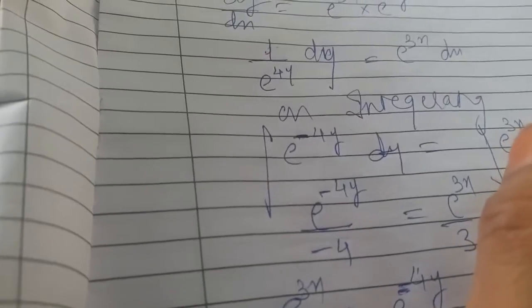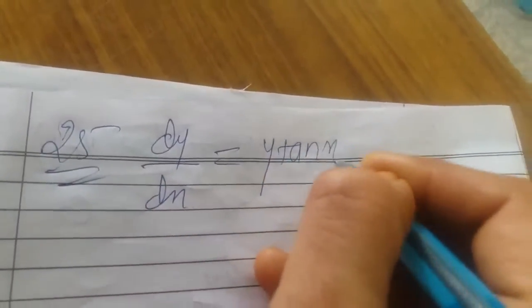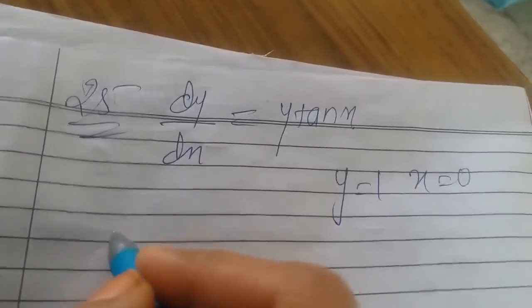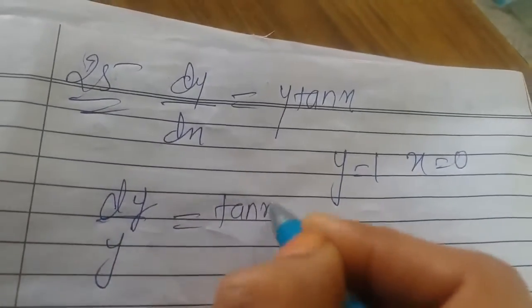Now see one more question in which values are given, as we had done in the previous exercise. Where values are given, you can find the value of the constant of integration. One question of this type is question 25. So it is dy by dx equals y tan x. What is given? y equals 1, x equals 0. So dy upon y equals tan x dx.